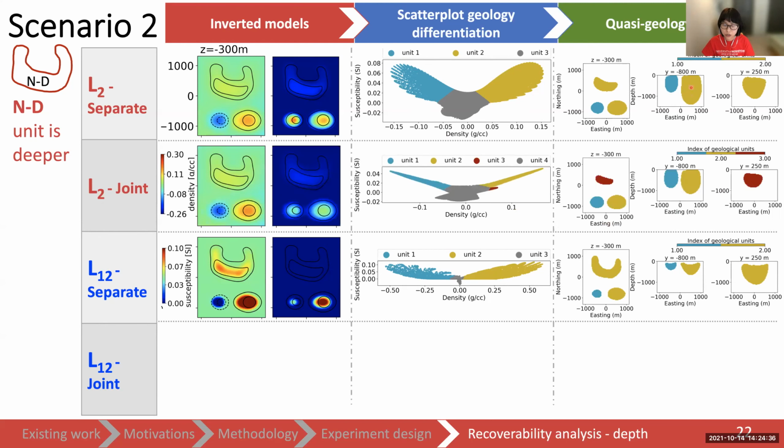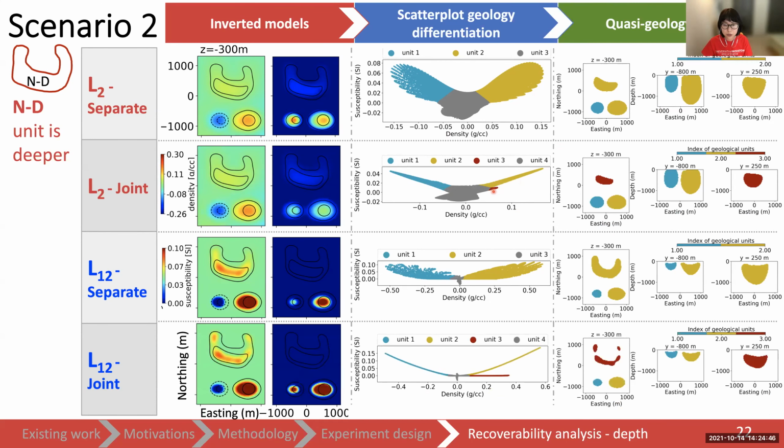In contrast, joint inversion has recovered much better linear features, but the linear trend for the deeper north decor unit is much shorter. And in the sparse norm joint inversion, the linear trends become much longer and more visible, and therefore easier to differentiate. Therefore, it implies that the sparse norm joint inversion helps to recover the linear trend even for the deeper units.